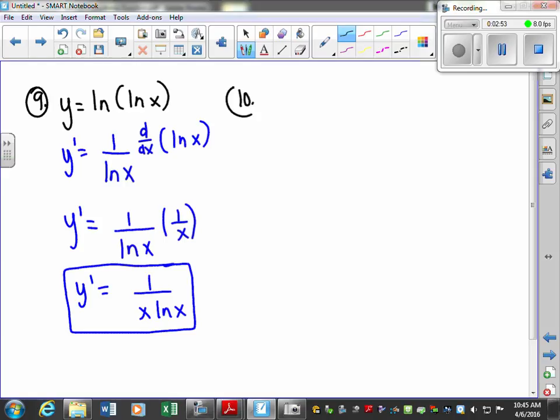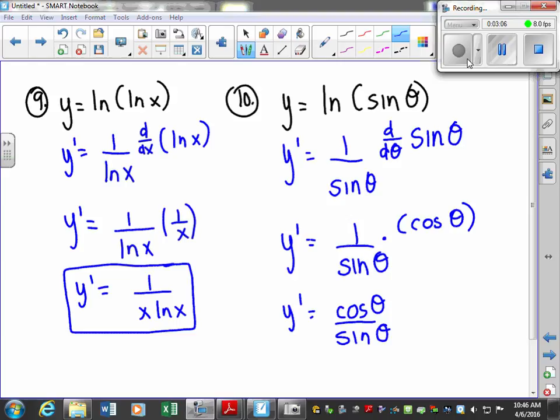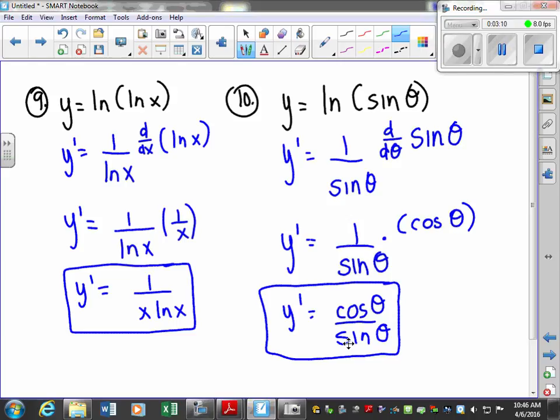Okay, our next one, let's do another one with the trig function. So y is equal to the natural log of sine of theta. So pause it and try this one. Okay, good. So check your answer here. Also, if we wanted to simplify this a little bit further, the equivalent to that is cotangent theta. So check your work.